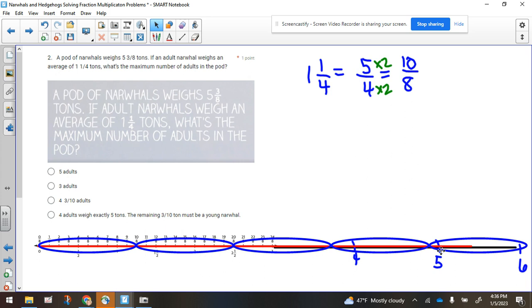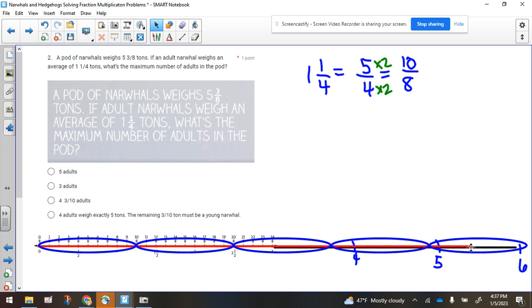My number line wasn't big enough, so I had to extend it a little bit because I wanted to model this 5 and 3/8 for you. So 5 and 3/8 is almost 5.5, just a little shy. So this red line right here represents the weight of the entire pod, which means we're talking about more than one narwhal. There's a bunch of narwhals there, and that's what we're trying to figure out.